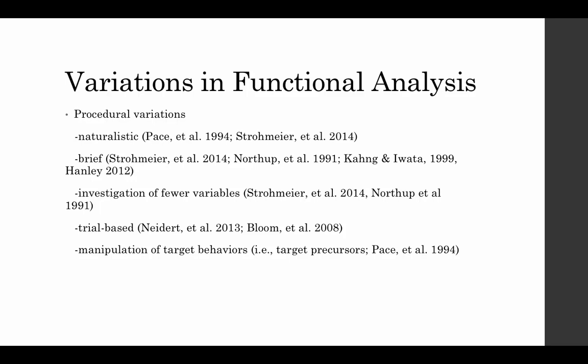So some of the things we've talked about this semester, and this is by no means complete, these are just the studies that we looked at this semester, are in terms of variations in functional analysis. And I mean variations from the Iwata 4 or 5 conditions procedure. And one is, of course, doing things naturalistically, not in an analog situation in a room. We talked about several studies that were done in classrooms or in individuals' homes.